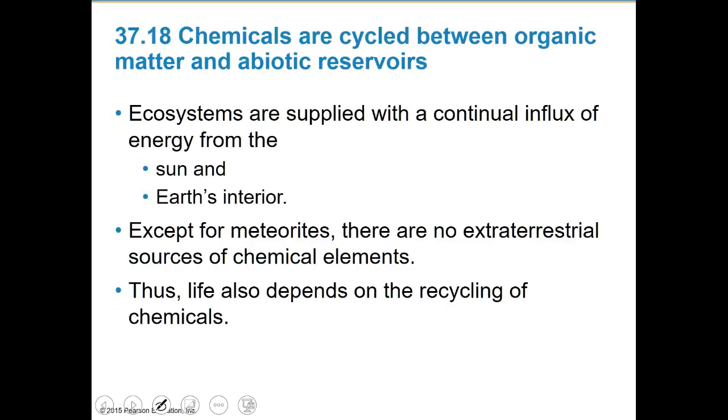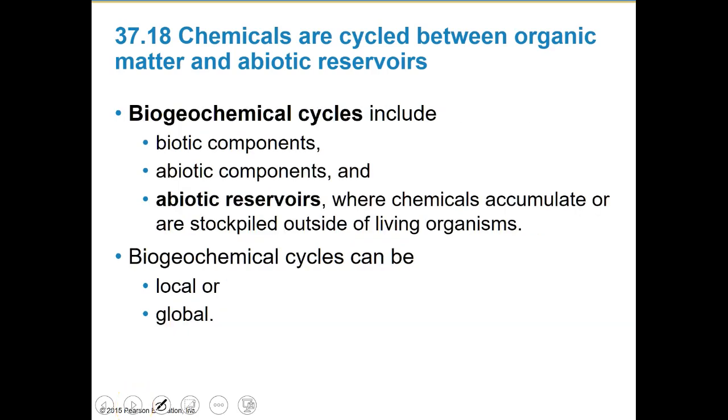Ecosystems are supplied with a continual influx of energy from the sun and the Earth's interior. Except for meteorites, there are no real extraterrestrial sources of chemical elements. So life also depends on recycling of chemicals. We've got to reuse some. Energy flow happens unidirectionally, but chemicals are going to be recycled. So lots of fun words.